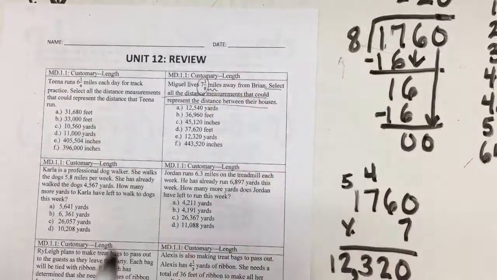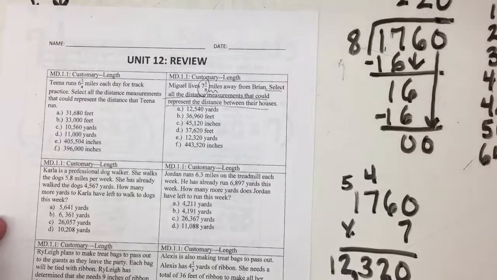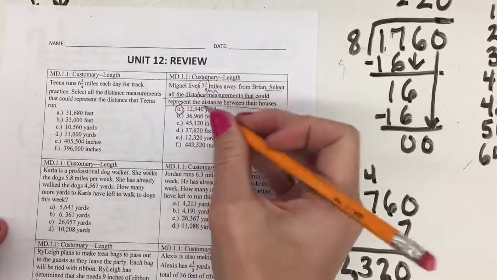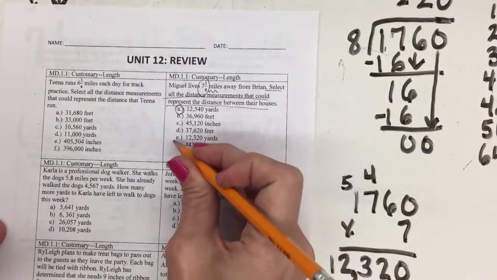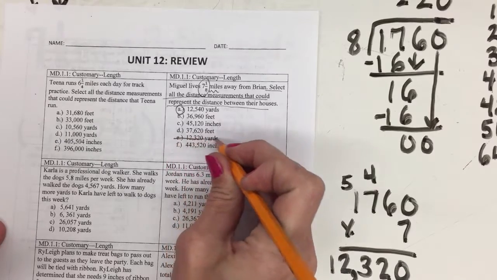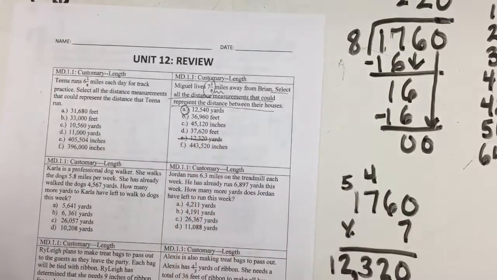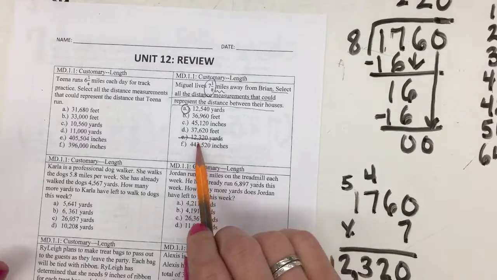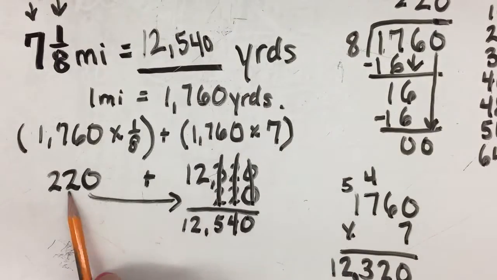I went through yards, so I could go ahead now and cross out E, because this is the answer for yards, so this one cannot work. And be careful, there is some distractor, so you just have to make sure. This distractor was if you forgot to add in that fraction piece of 220.